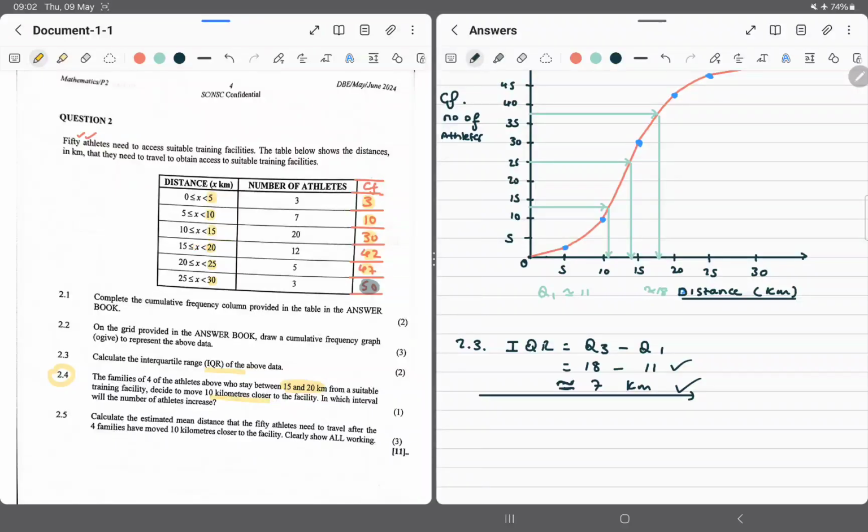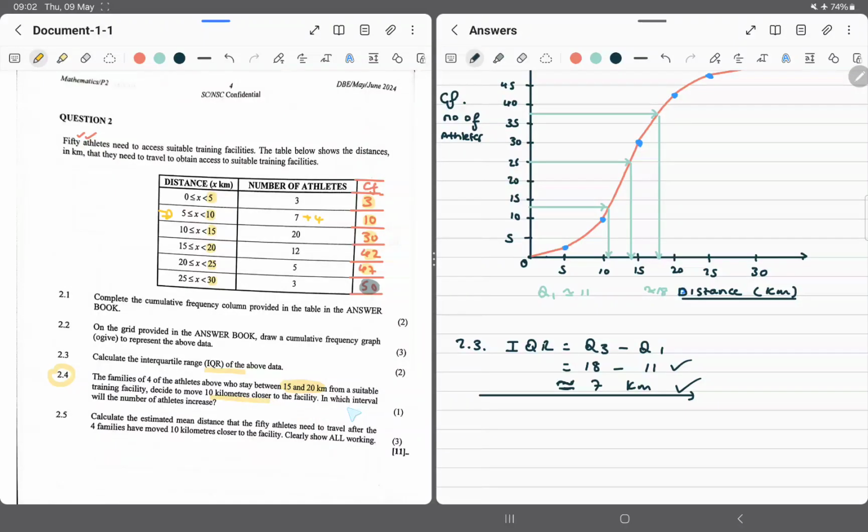Now you can just pick any number between 20 and 15. Take 17, for example. And then you subtract 10, because if we're moving 10 closer, it puts us at 7. 7 is between 5 and 10. And obviously, 15 minus 10 is 5. 20 minus 10 is 10. So this already tells us that if these people are in between 20 and 15, they will fall between 5 and 10. So the interval that is going to have an increase, so it's going to be 7 plus 4 now. Okay, so that would be that interval.